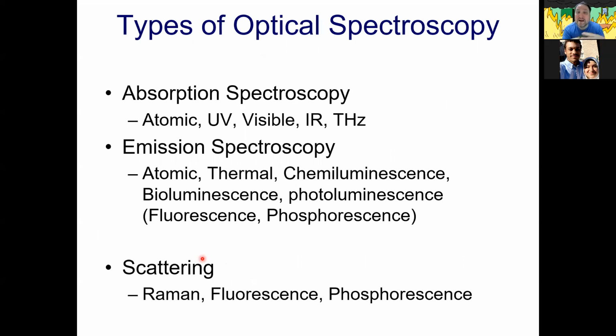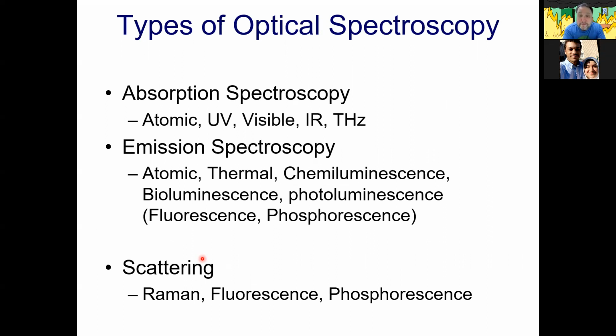So we've got a couple of different types of optical spectroscopy: absorption, emission, and scattering. Absorption, that's atomic absorption, UV-vis, IR, terahertz. Our eyeballs are basically working on absorption spectroscopy when we see colors. So certain colors get absorbed, and then certain colors get reflected, and we see the colors that are reflected.